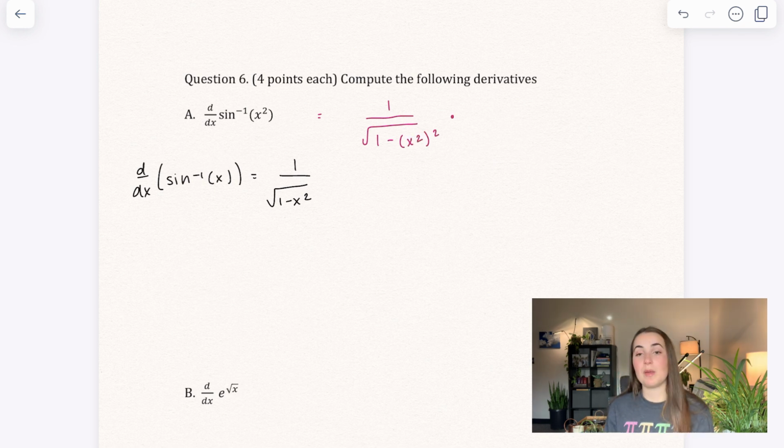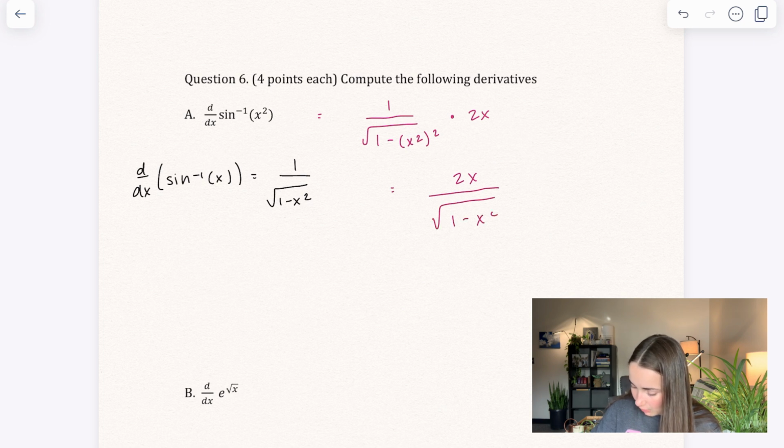But now we have to multiply by the derivative of the inside. So we have to multiply by 2x. So if you wanted to simplify that, that 2x can go in the numerator, and we get the square root of 1 minus x to the power of 4. And that right there would be our solution.